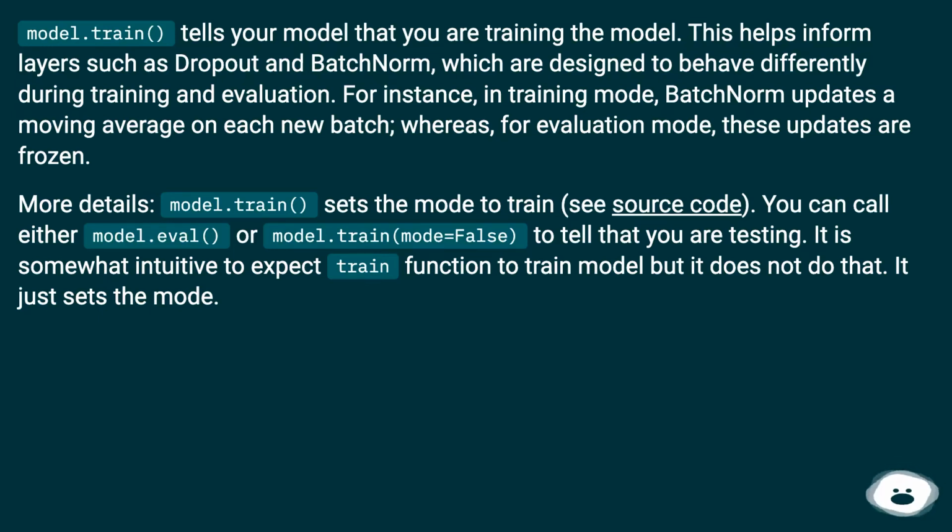More details. model.train sets the mode to train. See source code. You can call either model.eval or model.train(mode=False) to tell that you are testing. It is somewhat intuitive to expect the train function to train the model, but it does not do that. It just sets the mode.